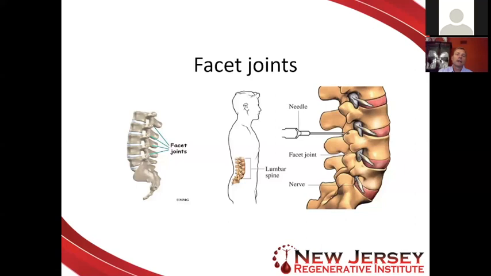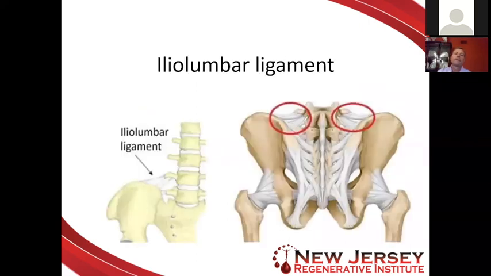We had mentioned that the facet joints can become arthritic. As the facet joints become more weighted, as we have disc degeneration, so the discs lose height, then the facet joints in the back start to bear more weight, and they become arthritic. So we can inject those. We use, again, X-ray guidance or fluoroscopy, and we bring the needle in there. We inject a small amount of dye and make sure we're in the right location, and we can inject PRP to those.